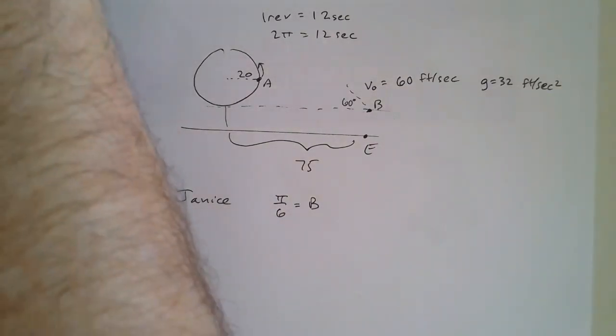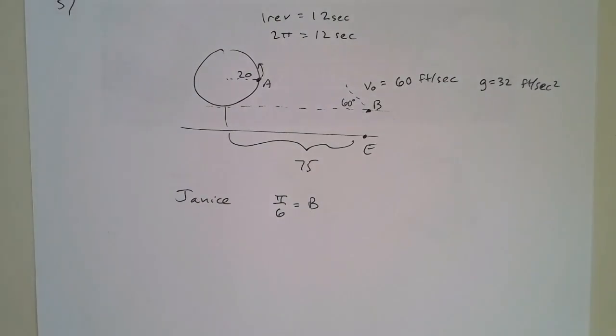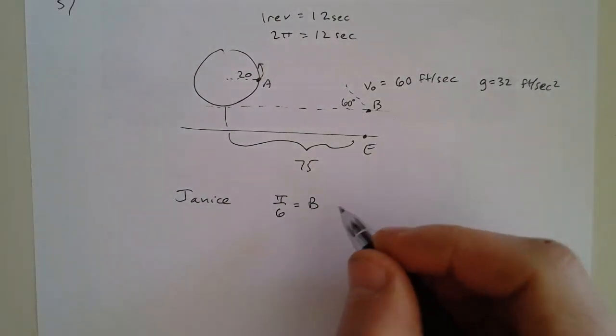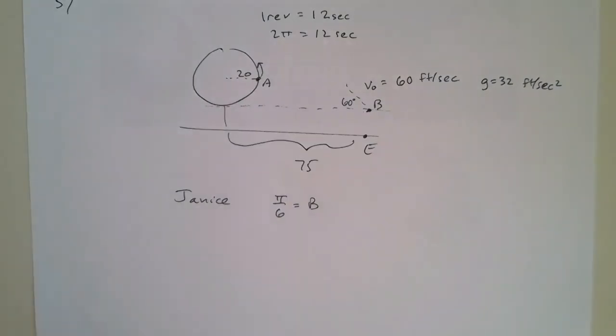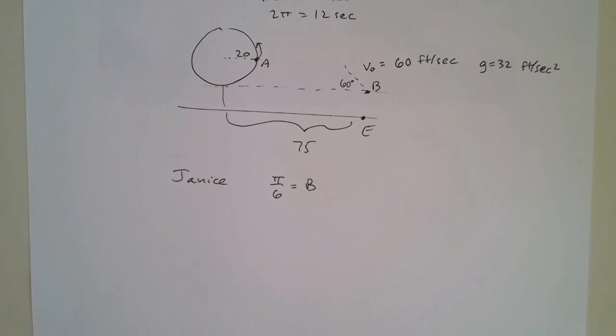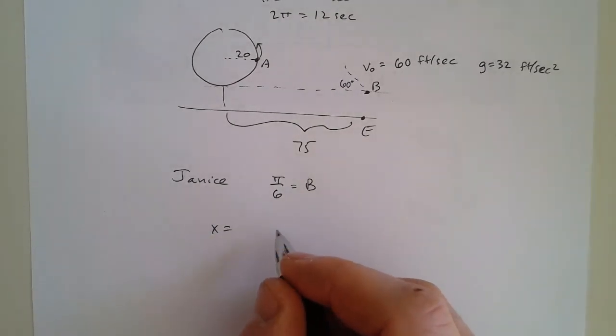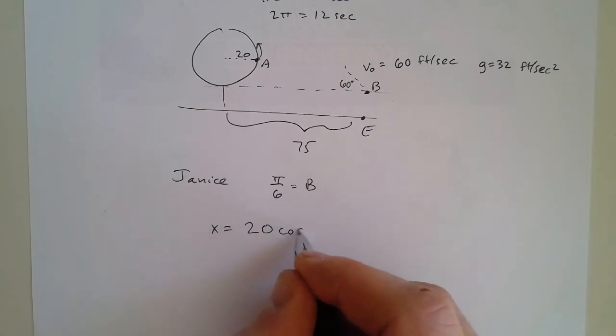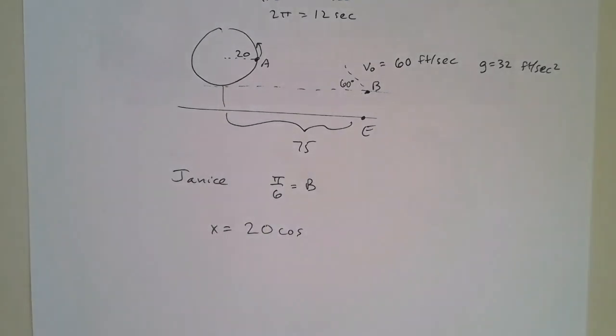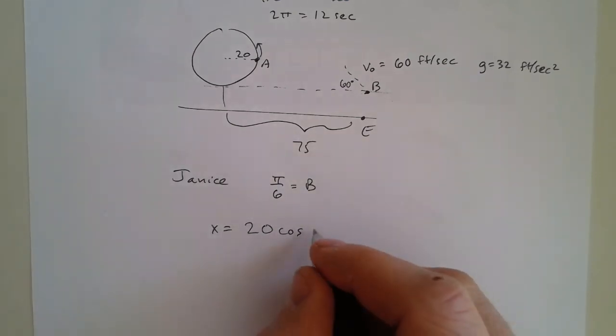And if you're wondering where the pi over 6 comes from, remember that we always take our normal period, which is 2 pi, and divide by the new period, which is 12. 2 pi divided by 12 will give us the pi over 6 for our b value. So that's how that comes about. When we do the x's, we're going to use cosines, because x is always using the cosine. We know we're going to have a 20 because of the radius.